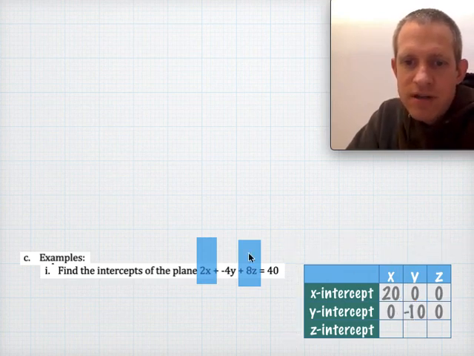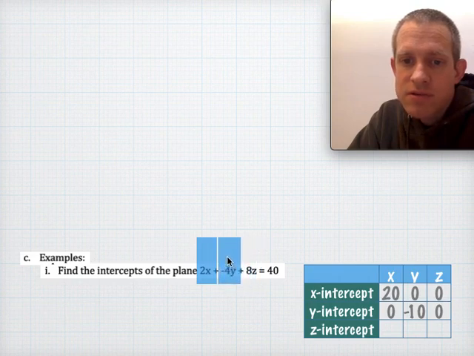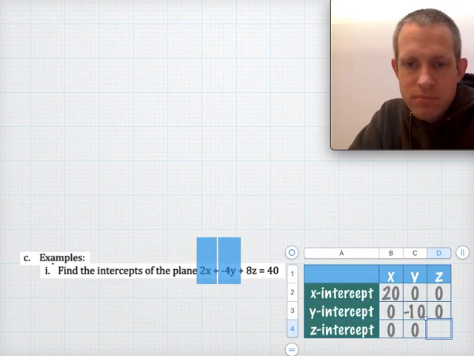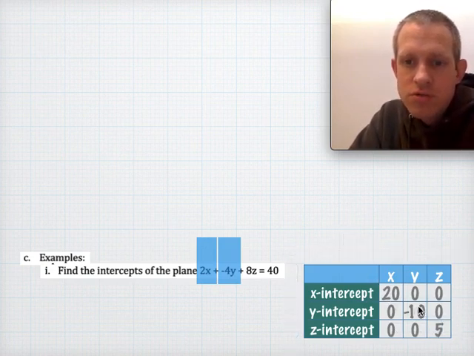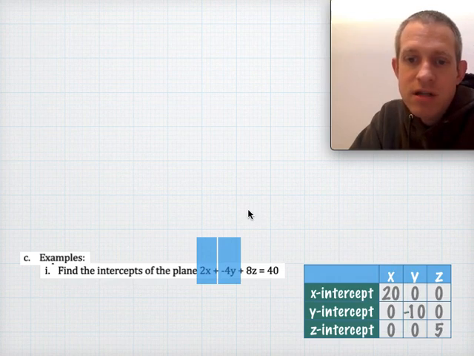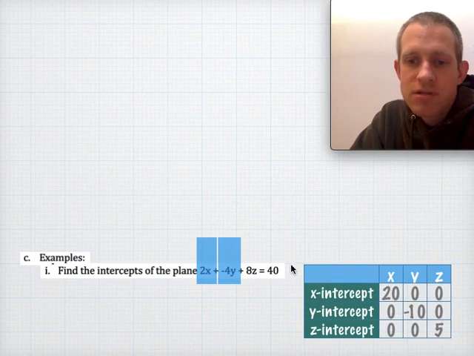And finally, if we wanted to find the z-intercept, then x and y are both zeros. And if we divide those out, we get that z would have to be a 5. So those 3 points are some points that are on the plane. And again, they're kind of some important ones. If you were going to try to draw this plane, those would be some points that you'd want to put on your x and y and z axis.